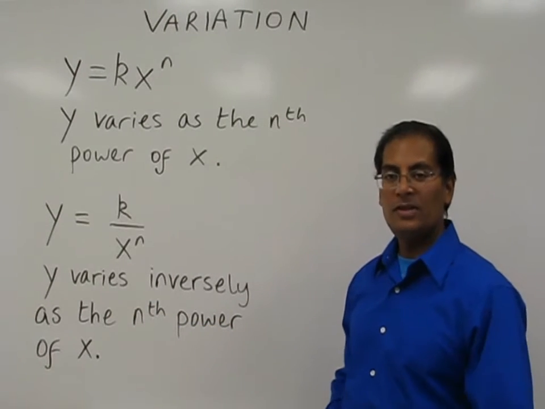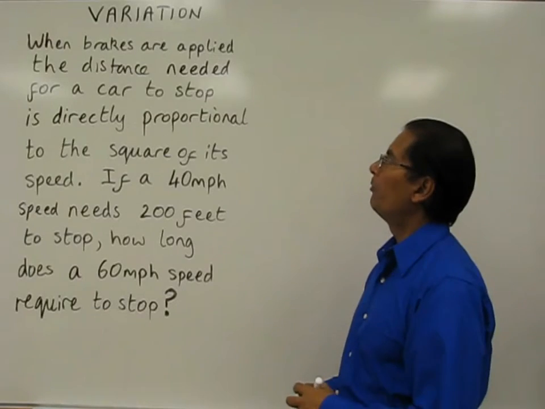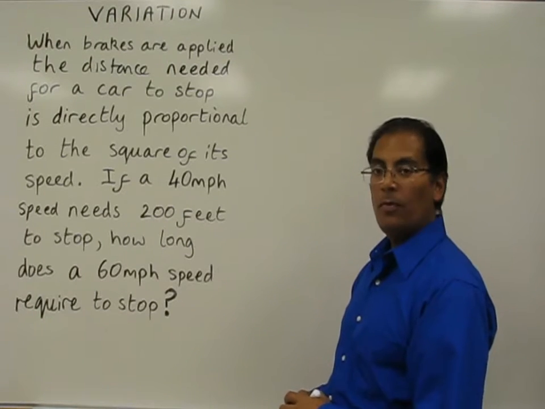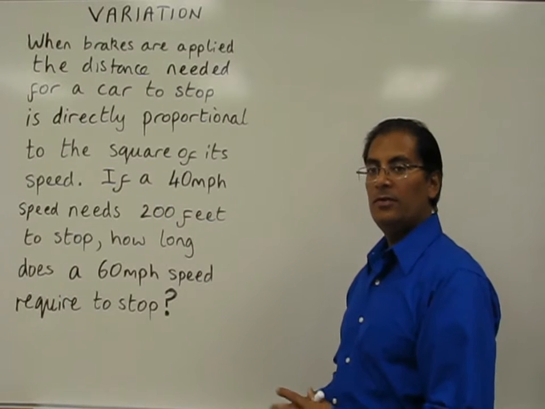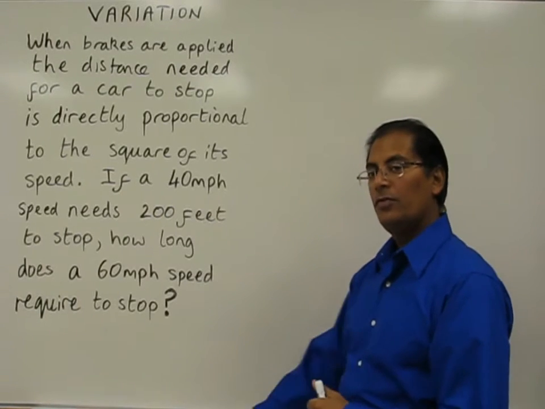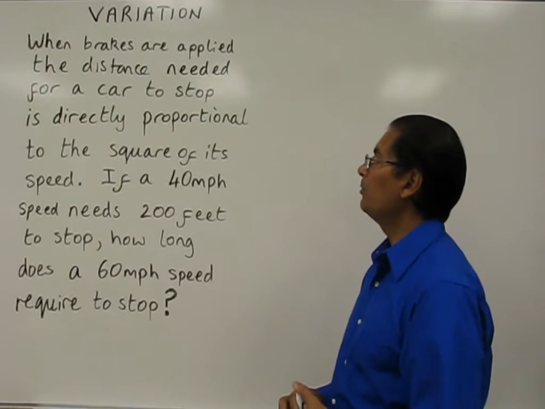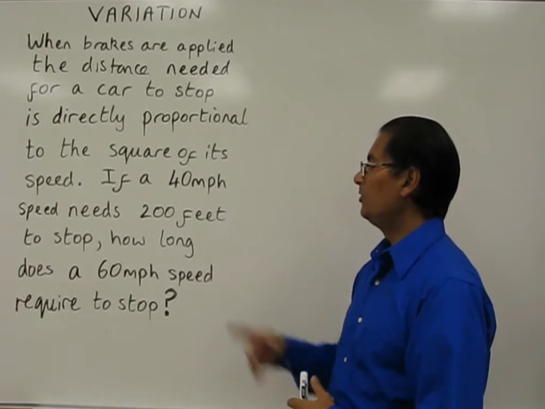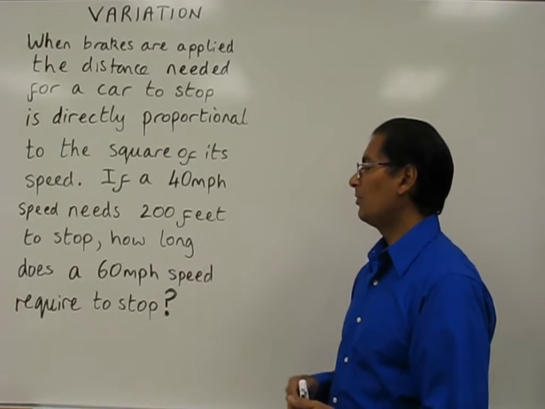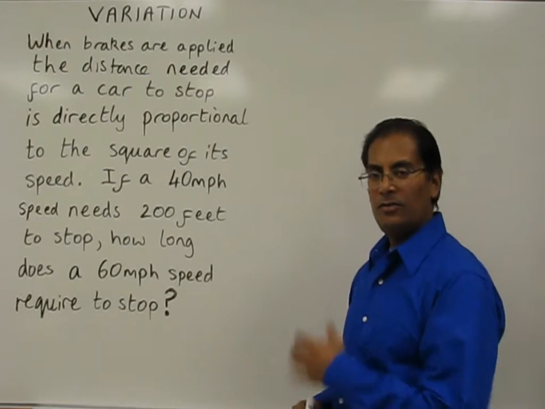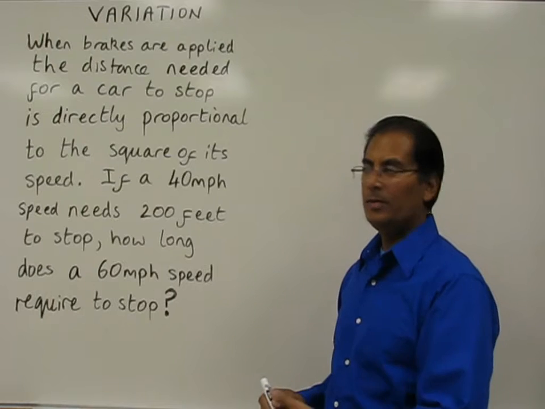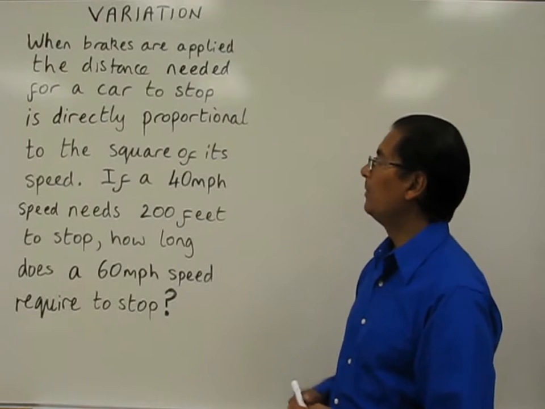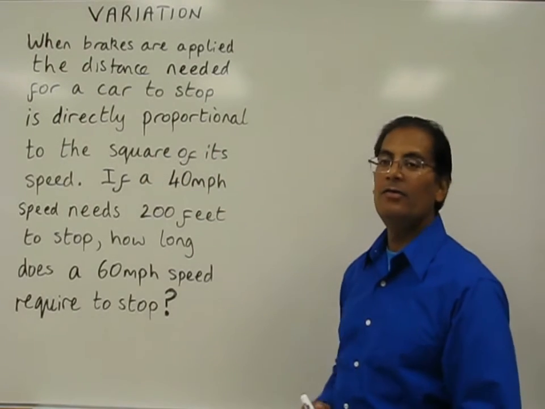We'll take a few examples of these types of relationships. When brakes are applied, the distance for a car to stop is directly proportional to the square of its speed. So as you jam on those brakes, the distance required to stop is directly proportional to the square of the speed that you're going at. If a 40 mile per hour speed needs 200 feet to stop, how long does a 60 mile per hour speed require to stop? And this is for a particular car. For different cars and vehicles this would be different. But for this example, we have a direct relationship, directly proportional to the square of its speed.